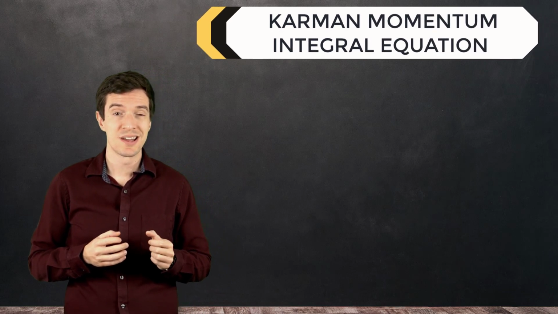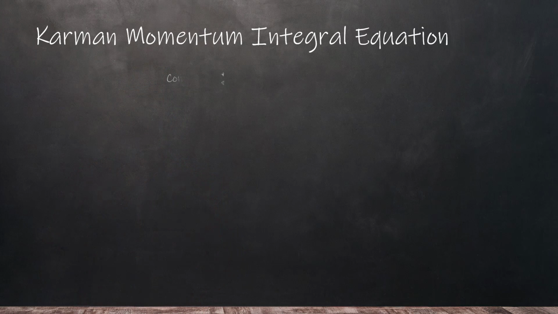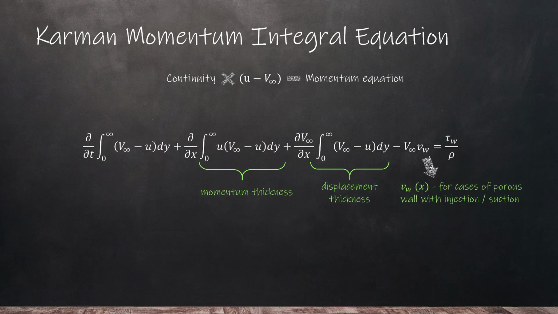Starting from these equations, Karman came up with a form of the momentum integral equation, multiplying the continuity equation by the difference of the x component of the velocity and the free stream velocity. Then he subtracted it from the momentum equation. In the integral form obtained, we can recognize the expressions of the momentum thickness and the displacement thickness. The term Vw is the normal velocity to the wall that takes into account injection or suction of air through the wall.